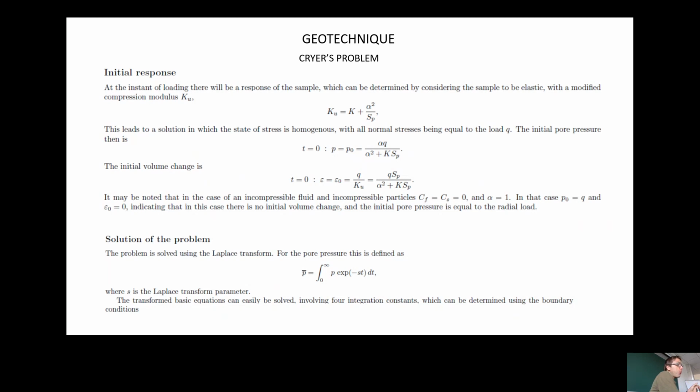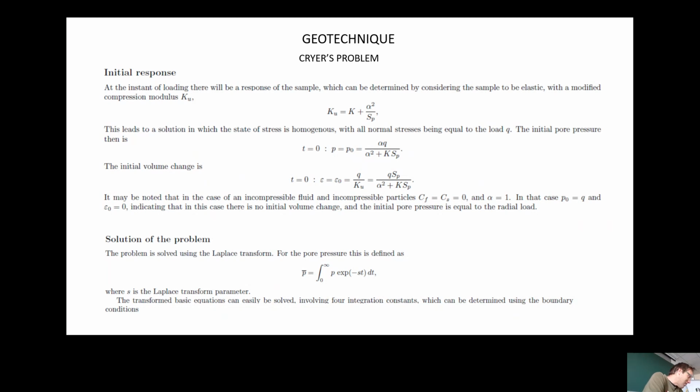Okay, so at this point, we have to solve the problem. The problem can be solved in several ways. Now, I don't want you to be bored so much with the analytical problem.